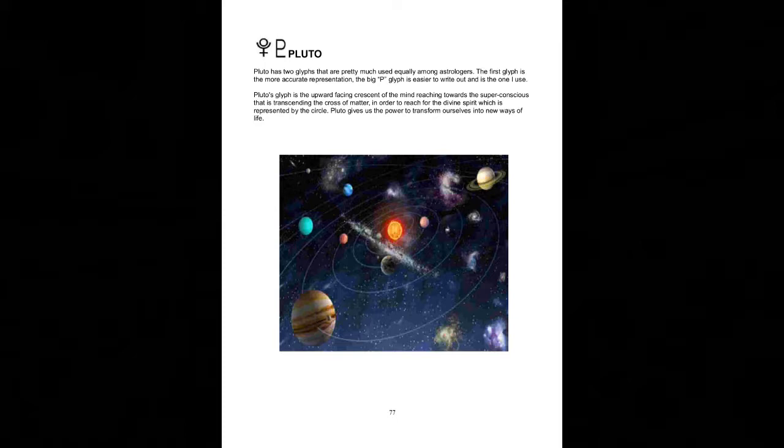Pluto. Pluto has two glyphs that are pretty much used equally among astrologers. The first glyph is the more accurate representation. The big P glyph is easier to write out and is the one I use. Pluto's glyph is the upward-facing crescent of the mind reaching towards the superconscious that is transcending the cross of matter. In order to reach for the divine spirit, which is represented by the circle, Pluto gives us the power to transform ourselves into new ways of life.